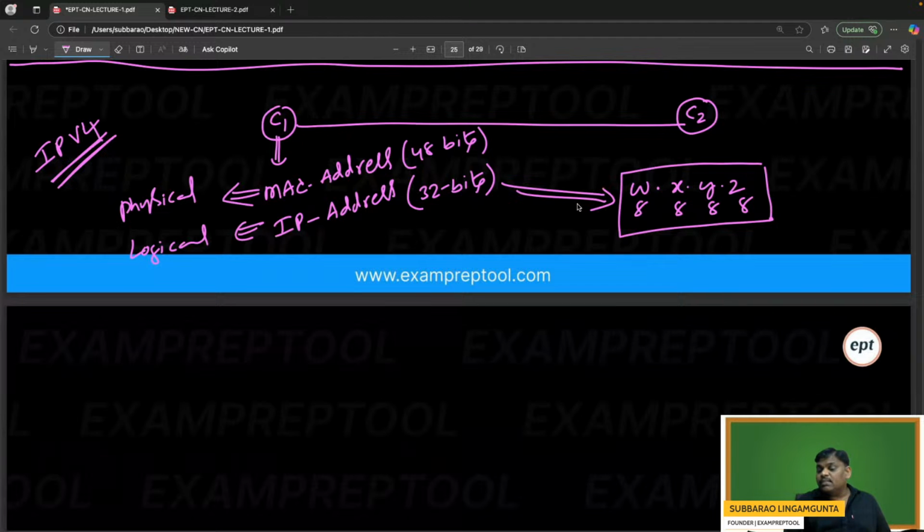It is a decimal dot notation. There are dots, and it is decimal only: 8 bits in the decimal format. So every octet is 8 bits in the decimal format, and the dots are also there. So it is dotted decimal notation. The IP address will be represented in the form of 4 octets, in dotted decimal.